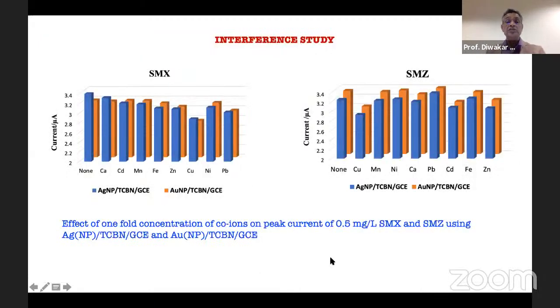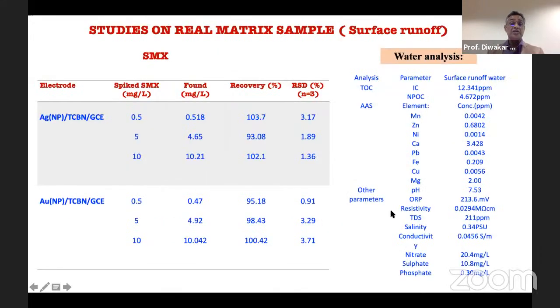Then we tried to do interference studies. For sulfamethoxazole and sulfamethazine, a very high concentration was taken. In that case, copper is affecting the detection a little bit in both cases, sulfamethoxazole and sulfamethazine. Copper is hampering, or interfering with, the detection of these.